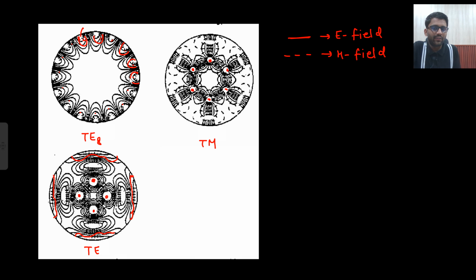How many kinds of circle can I see? Only one kind of circle. There is no other circle here. So only one kind of circle I can see. TE81. Tell about this on your own.